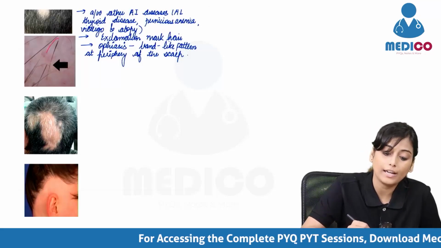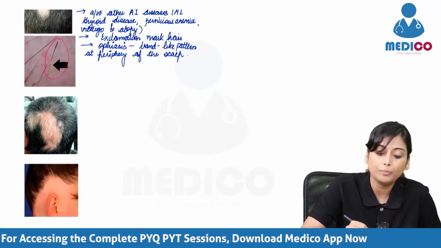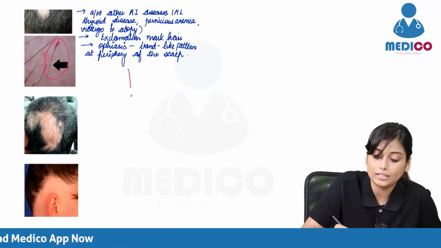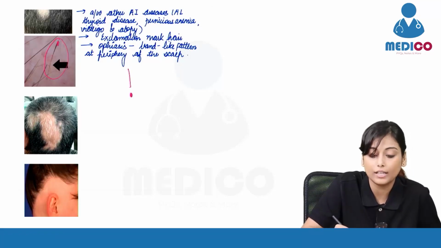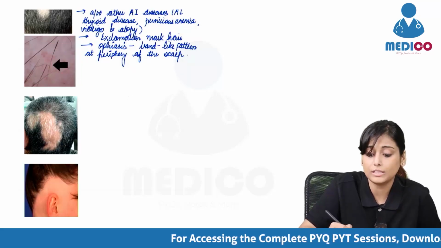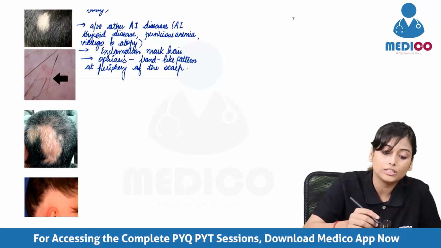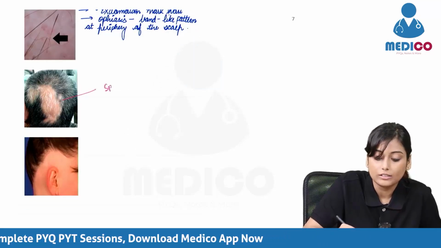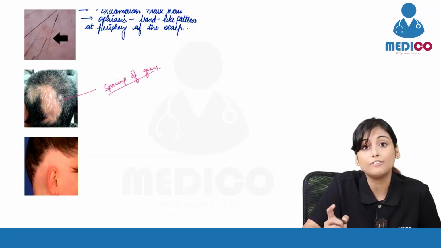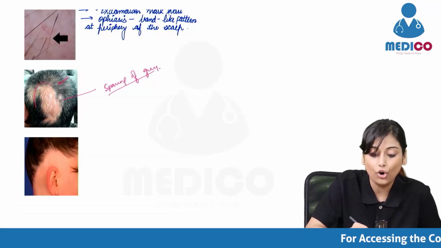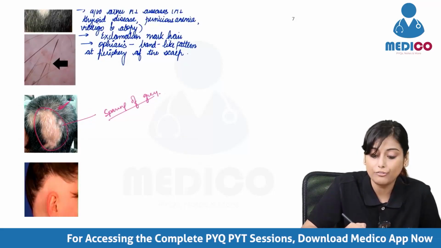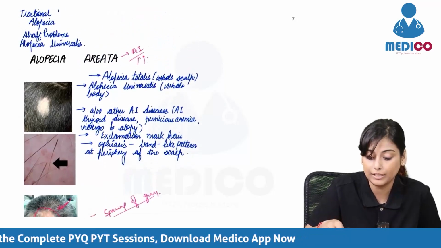Then you see something called exclamation mark hair. The hair strand would be thicker at the bottom and a little thinner at the top, just like an exclamation mark. So you see a thick portion here and then thinning over the distal part. Also, there's something called sparing of gray areas. We do not know why, but the disease selectively targets black hair. So all your gray hair would be spared and the black hair would persist. So there's sparing of white hair that we see in alopecia areata.